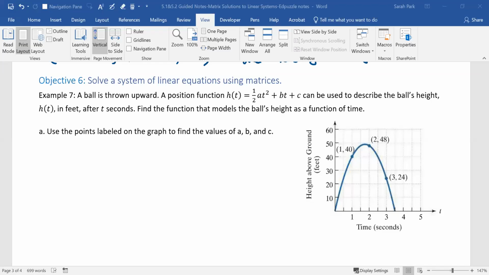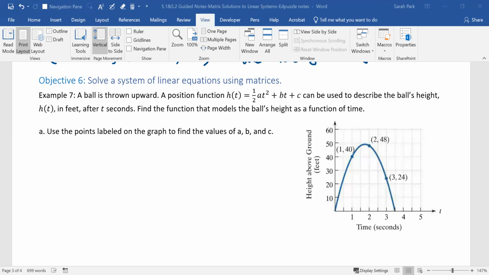Okay, this is video 3 of sections 5.1, 5.2 for matrix solutions to linear systems. And for this objective, we're going to solve a system of linear equations using matrices. Let's look at example 7 together.